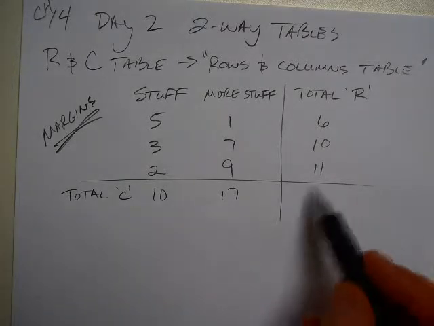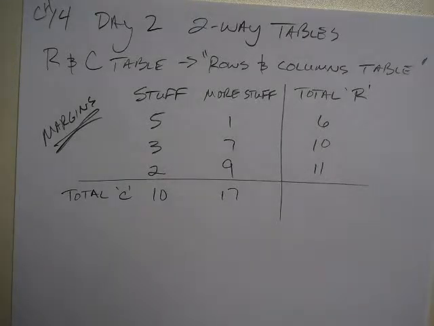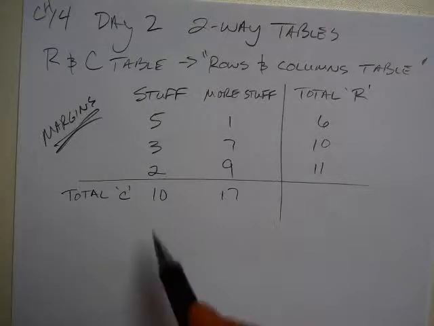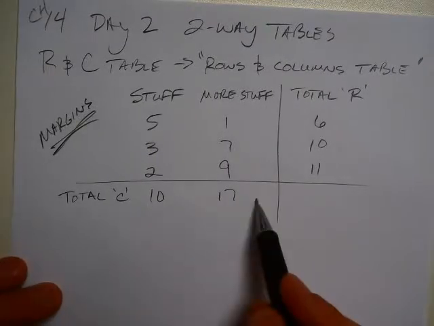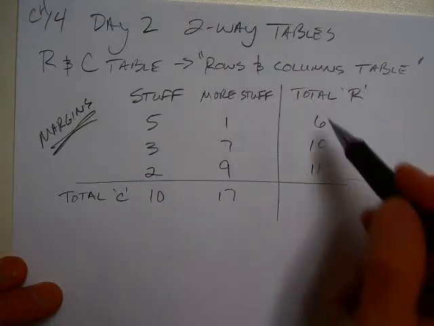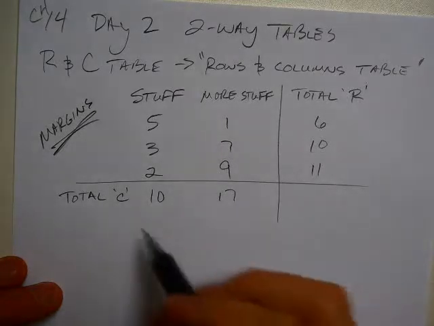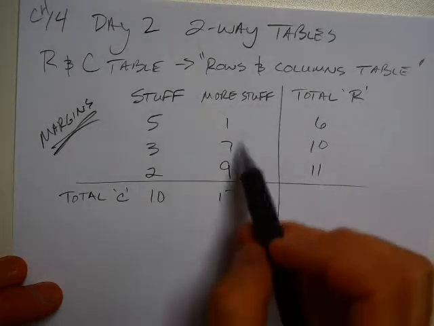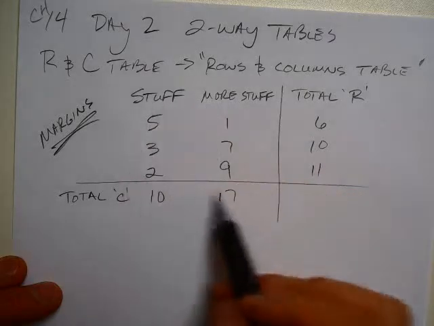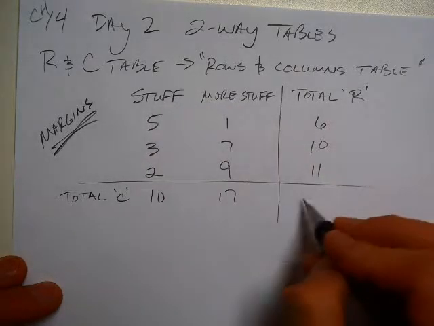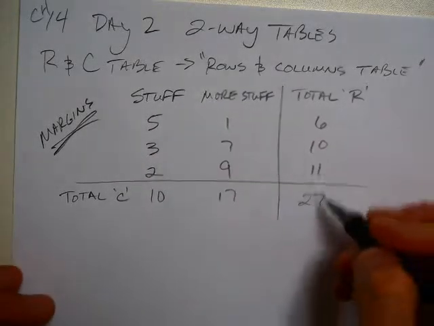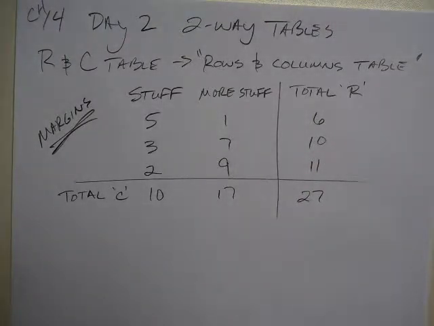And what goes in over here? Call it the grand total, but it's the total of the columns, the column total, or the row total. It's the same thing, it doesn't matter where you get it. It's basically everything in the table added together. So 27. You should get 27 down or 27 across.